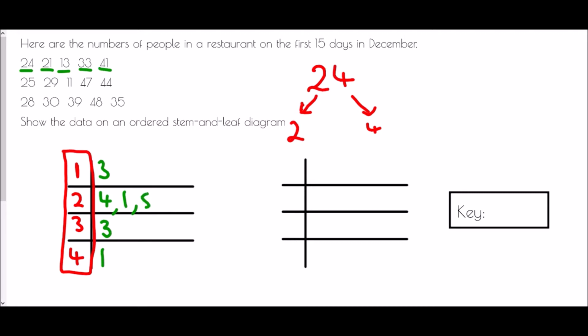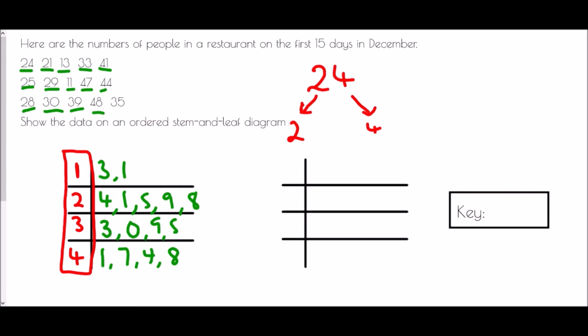25, 29, 11, 47, 44, 28, 30, so 30 in the 30s column, 39, 48, 35.